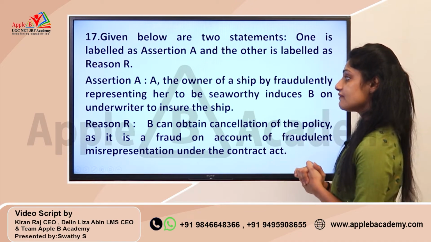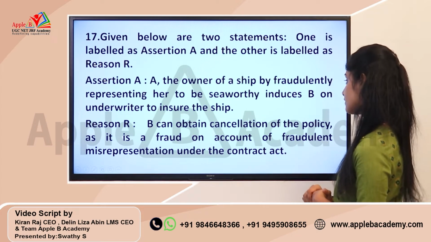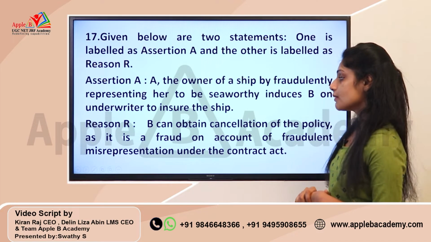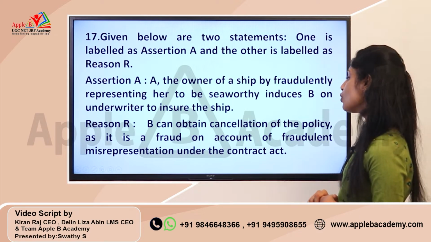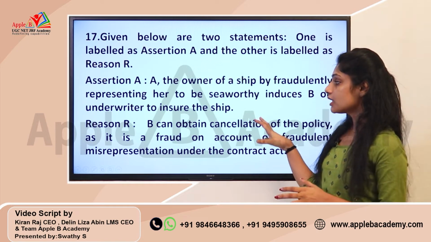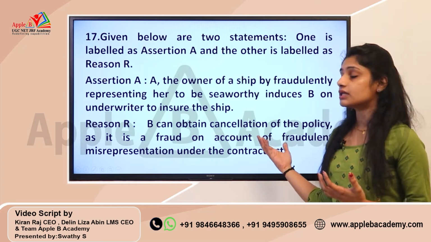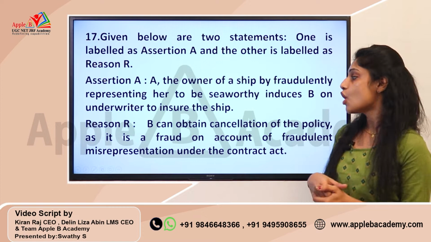So the assertion is given as: A, the owner of a ship, by fraudulently representing her to be seaworthy, induces B, an underwriter, to insure the ship. It stands to reason that B can obtain cancellation of the policy, as it is a fraud on account of fraudulent misrepresentation under the Contract Act. So here the particular person entered into a contract, but the other person used some fraudulent methods to get that person into the contract.